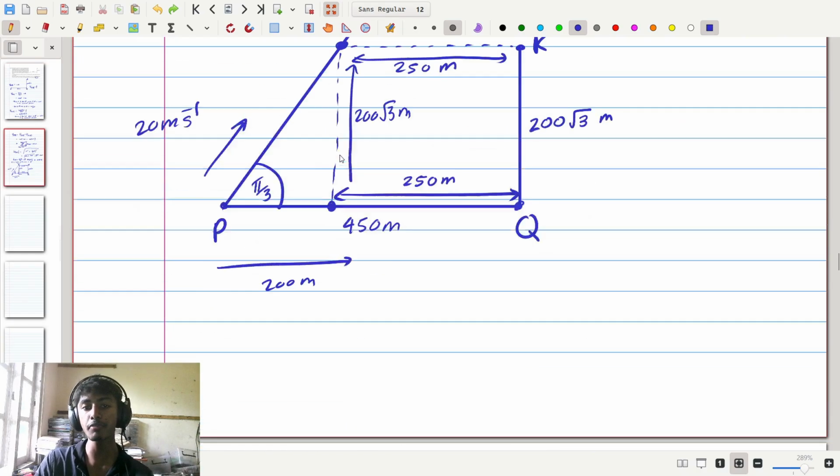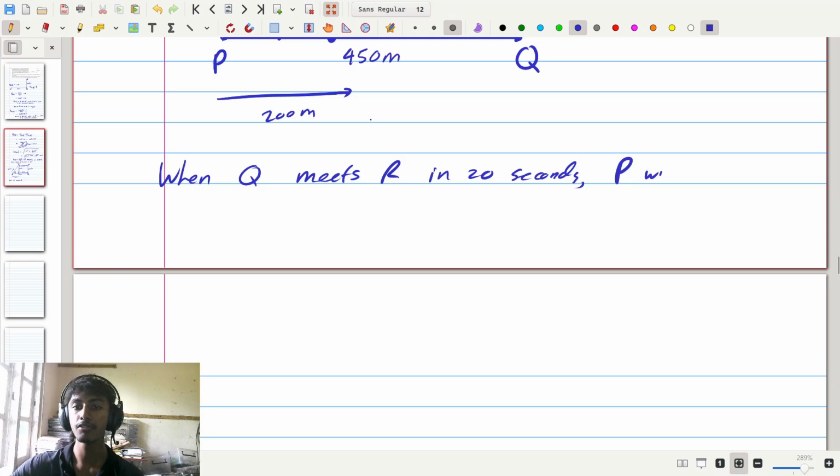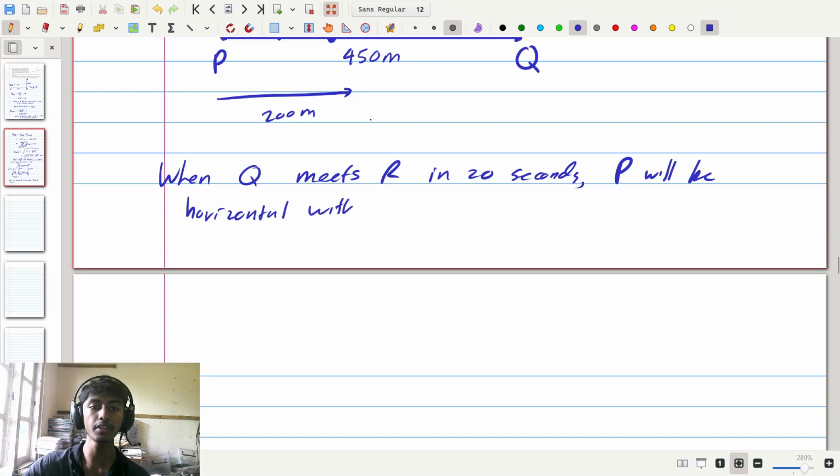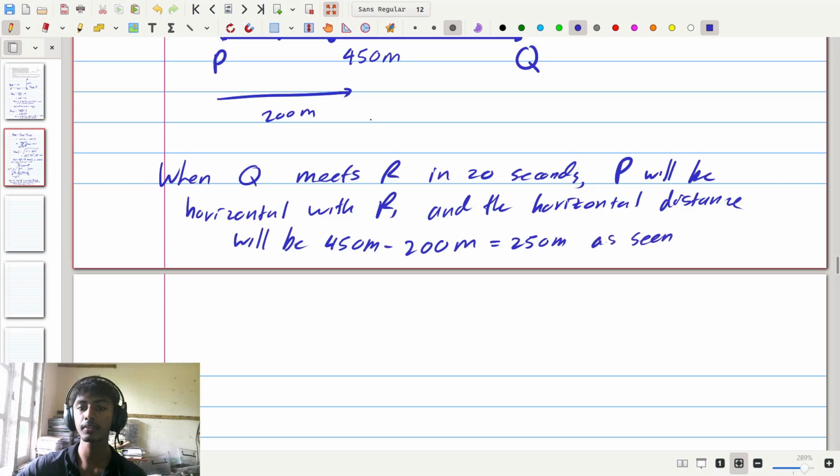So going down for an argument for this, we can say when Q meets R in 20 seconds, P will be horizontal with R and the horizontal distance will be 450 meters minus the distance traveled of 200 meters equals 250 meters as seen in the diagram.